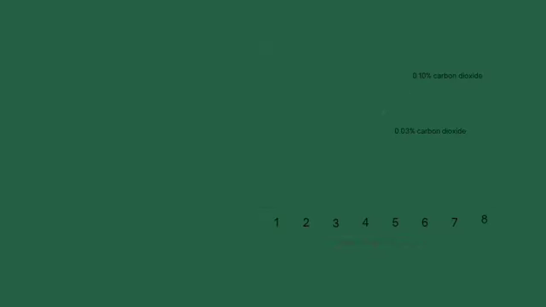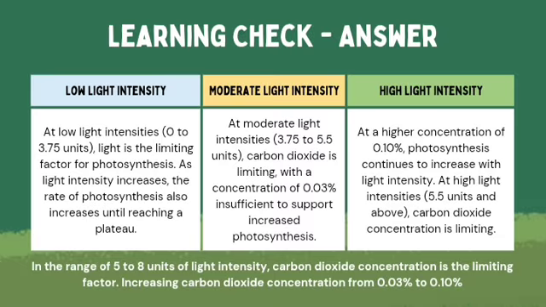Learning checks answers. Low light intensity: at low light intensities, 0 to 3.75 units, light is the limiting factor for photosynthesis. As light intensity increases, the rate of photosynthesis also increases until reaching a plateau. Moderate light intensity: at moderate light intensities, 3.75 to 5.5 units, carbon dioxide is limiting, with a concentration of 0.03% insufficient to support increased photosynthesis.